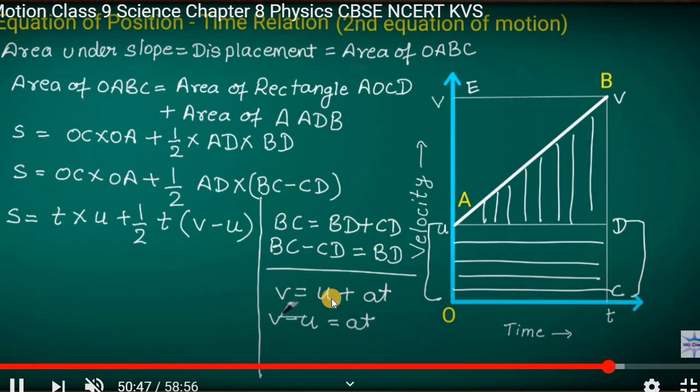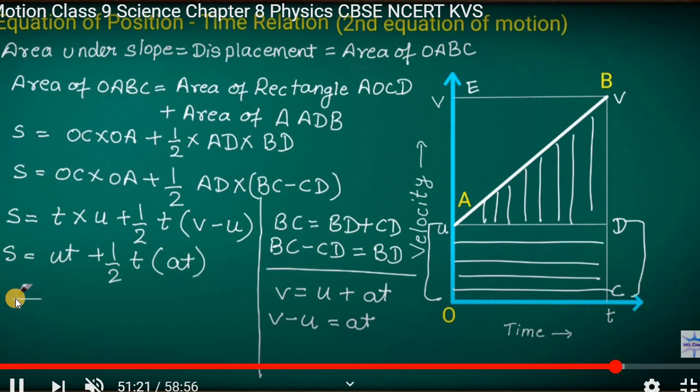So we can write down this value V minus U as AT. So we will write AT in place of V minus U, and the rest of the things as it is. So S is equal to T into U, that is UT, plus 1 half T times (V minus U), which is equal to AT. Now bracket close. Now it is almost done.